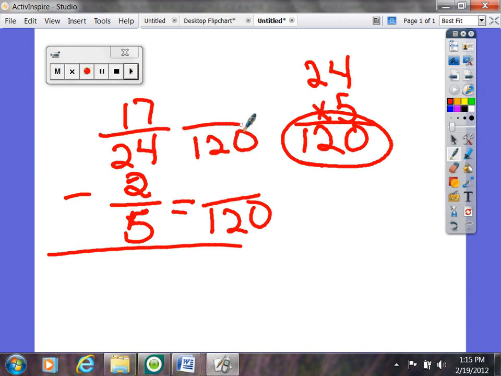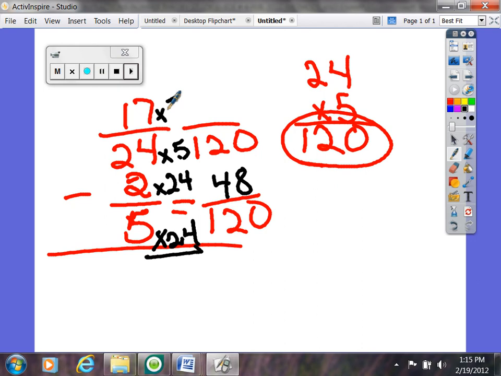Well, how many times will it go? Well, it's going to go 24 times. How do I know? Because 5 times 24 was 120. So whatever I do here, I do here, and I get 48. How many times will 24 go into 120? 5. 17 times 5 is 85. Now I've got them in 120ths.